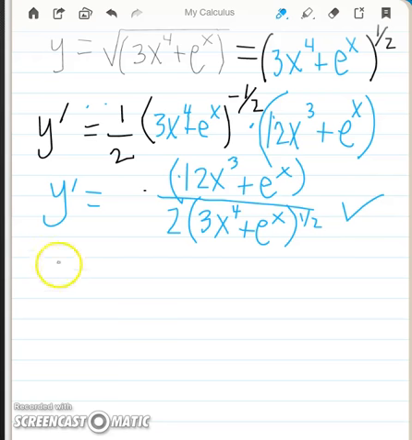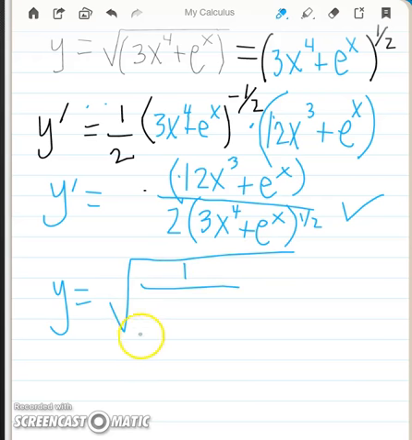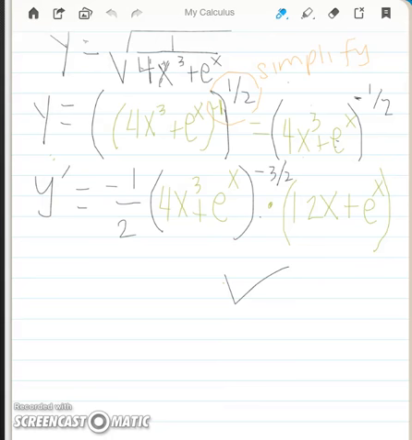Okay, so now why don't you guys try this one with y equals the square root of 1 divided by 4x to the 3rd plus e to the x. At this time, pause the video once again, try the problem on your own, and see if you can get the right answer. There's the solution. Pause it again if you want to look through it.